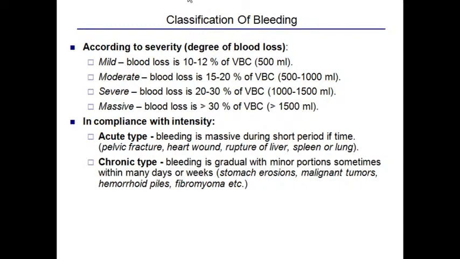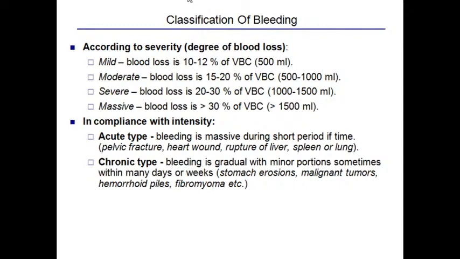In compliance with intensity, intensity means how much blood the patient lost. Acute type: bleeding is massive during a short period of time. For example, major trauma, pelvic fracture, heart wound, rupture of the liver, rupture of the spleen or lungs.